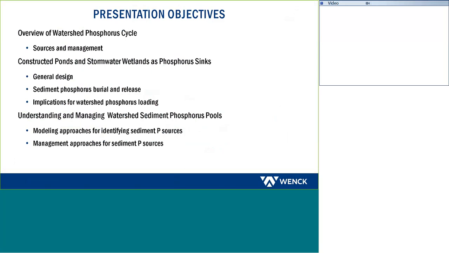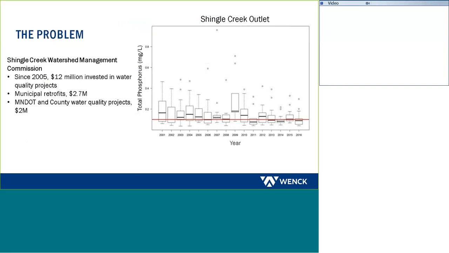These are ponds or wetlands that have been plumbed into the stormwater system and used for phosphorus or water quality control. So we'll talk a little bit about design, what the sediment phosphorus burial and release process is, and what the implications are for overall watershed phosphorus processing. And then talking about understanding and managing the watershed phosphorus pools. How do we go about doing something about improving phosphorus cycling in these watersheds to really make a difference?